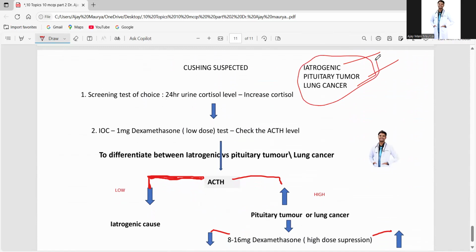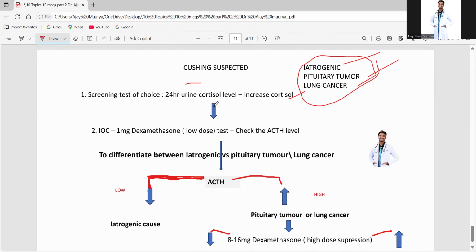For this, guys, we are going to do some tests. The first one is the screening test of choice. Always it is the 24-hour urine cortisol level. So in this test, guys, actually it must be decreased, but in the case of Cushing it is going to be increased.